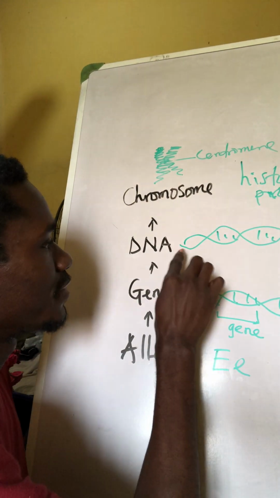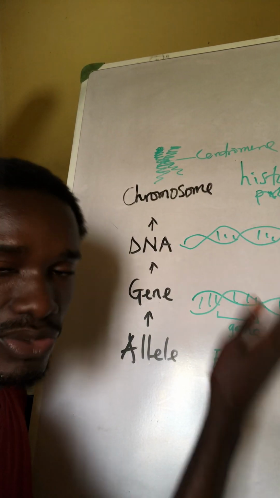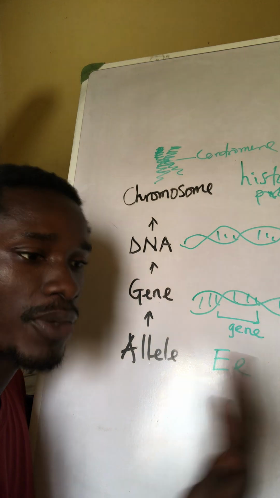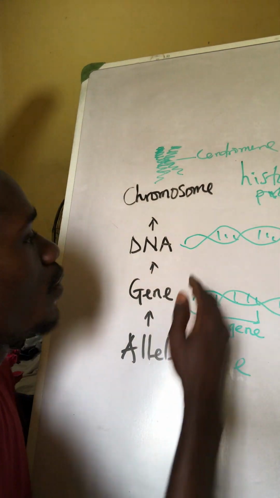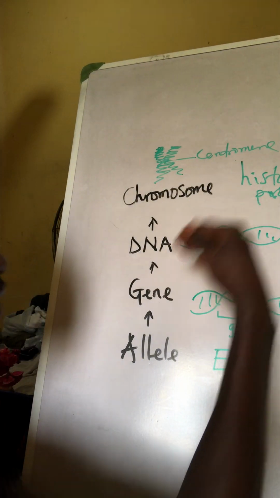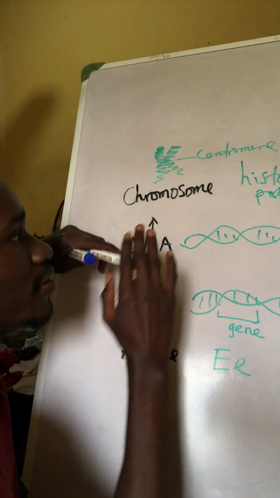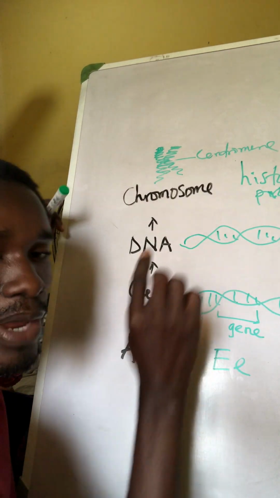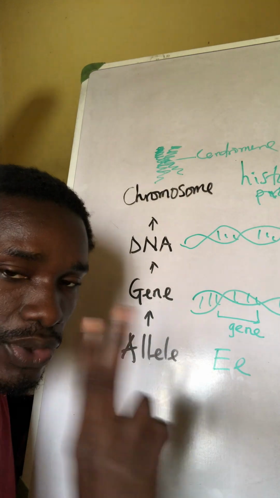So DNA is the long molecule here, the genetic material that has the instructions that our bodies need to make all of the proteins that the body needs for its functions. So when this DNA molecule combines with histone proteins to condense, it becomes the chromosome. And we have about 23 pairs of these chromosomes in each of the human cells.